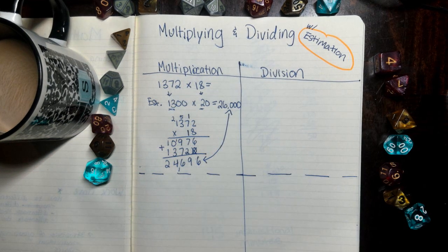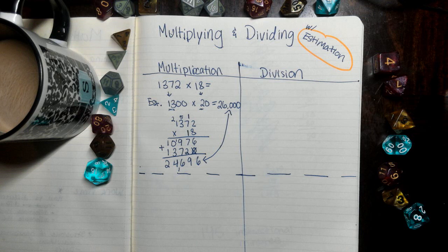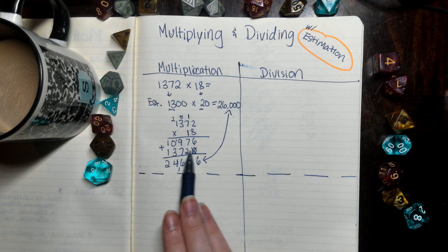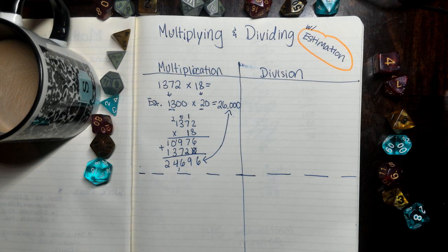And that's pretty close to our estimate, right? I mean, it's a couple thousand apart, like 1,500 apart, but it's pretty close. When we're working with numbers this large, our estimates aren't going to be a couple numbers apart or even a couple hundred numbers apart. They might be a couple thousand numbers apart, and that's okay because I can say that 26,000 is pretty close to 24,000.